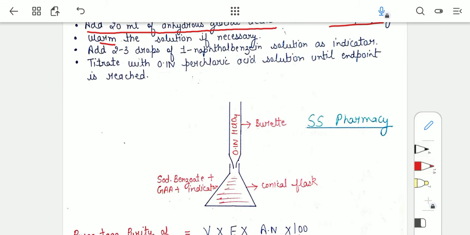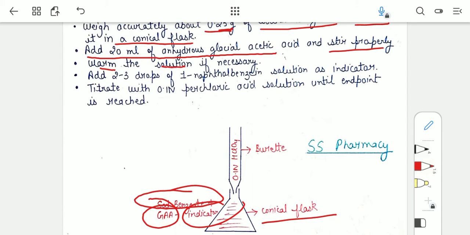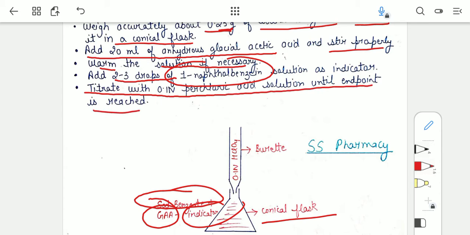So this is our conical flask. We have taken sodium benzoate and glacial acetic acid, which is our solvent, along with our indicator. We will warm the solution if necessary, and then we will add 2 to 3 drops of our indicator, which is 1-naphthol benzene, and then we will titrate with 0.1 normal perchloric acid solution until the endpoint is reached. This is the basic methodology for carrying out this process.